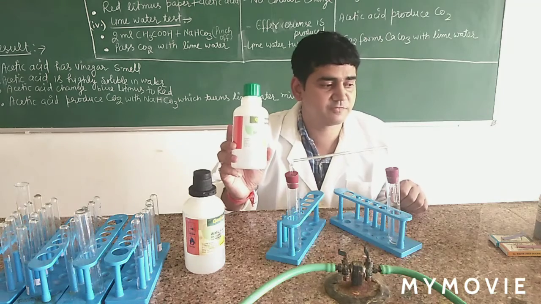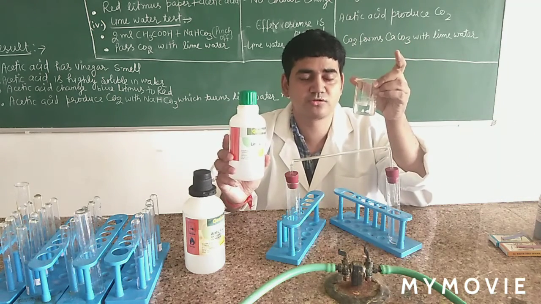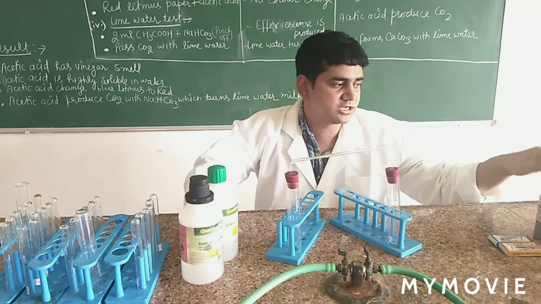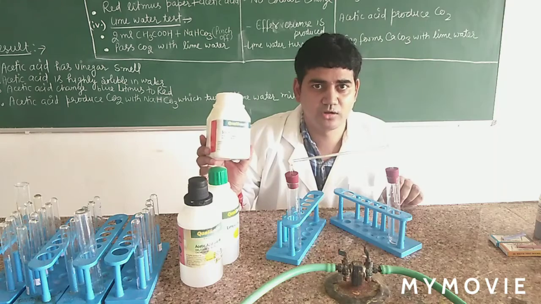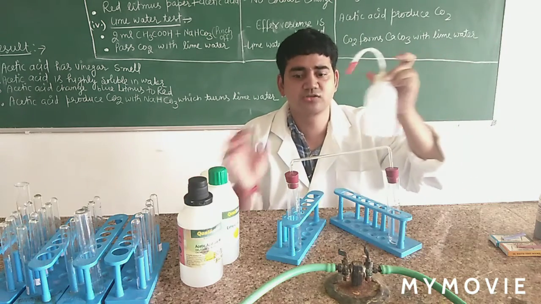How do we prepare the freshly prepared lime water? Basically this is lime water. It is a clear, totally transparent solution of calcium hydroxide. The third is sodium hydrogen carbonate, or sometimes we call it sodium bicarbonate. And pure water for the solubility test.